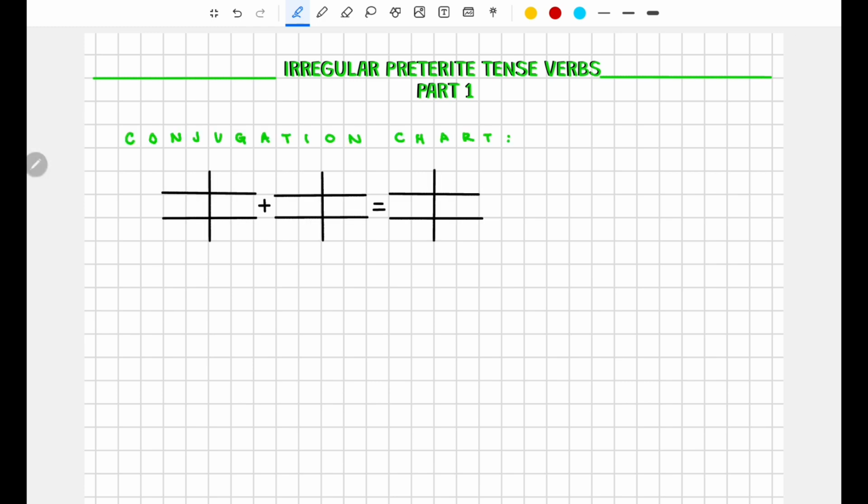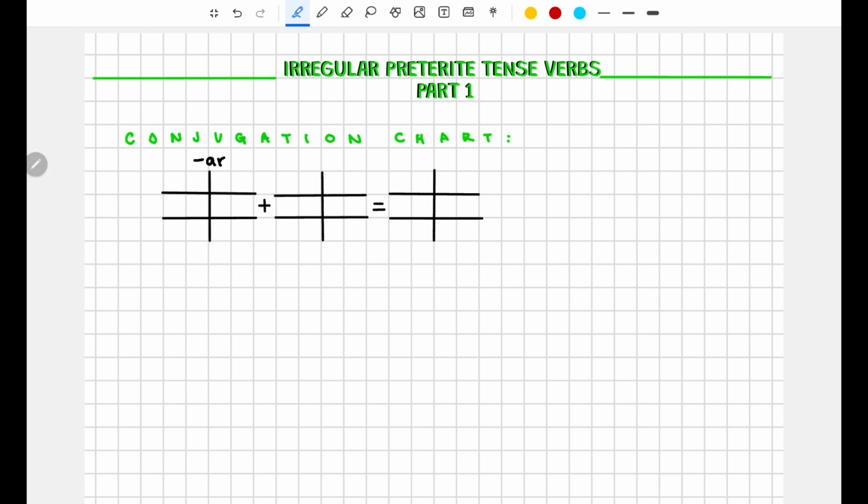Alright, now let's fill out this little equation that I made to make it make a little bit more sense. Basically, on one side we have the AR verbs chart plus the ER-IR verbs chart, and we'll look at which ones to use from which chart. That is equal to our irregular preterite tense chart, at least for the verbs we're going to discuss today, because there are obviously exceptions.